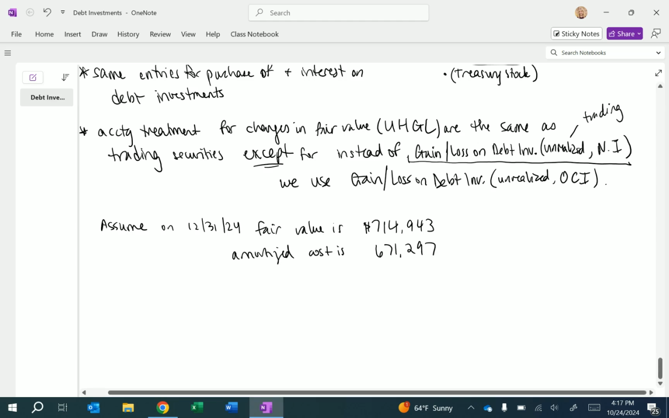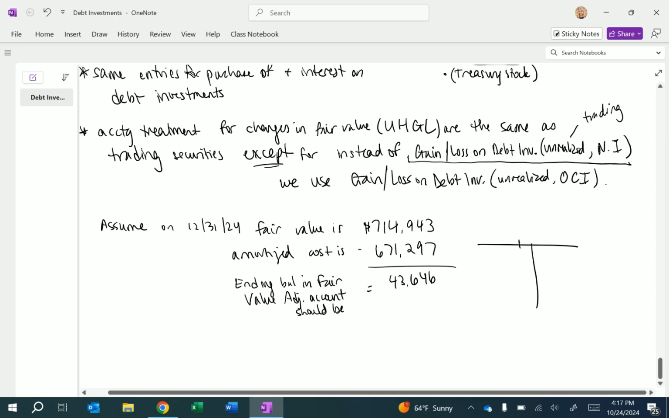And remember, amortized cost on 12/31, just like we did before, is 671,297. So we look at the difference between the fair value and the amortized cost. That difference of 43,646 is what we want the ending balance in the fair value adjustment account to be. It should be, is required to be, or must be. So we do a T account for the fair value adjustment account. We want the ending balance to be 43,646. This is the very first time we're recording a change in fair value, so the beginning balance is 0.